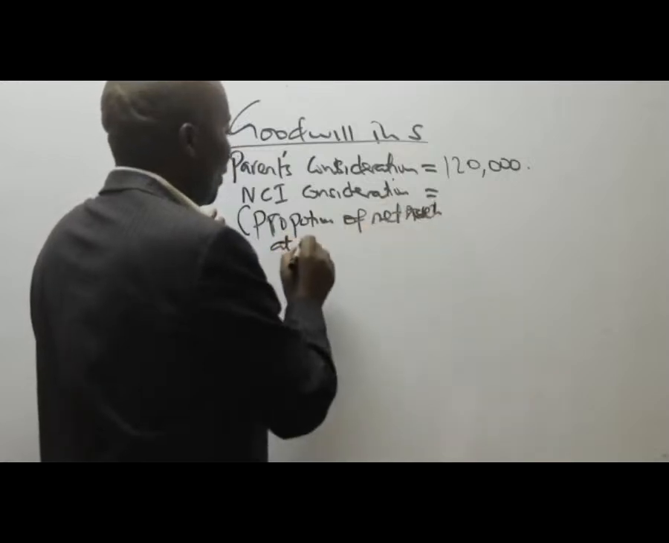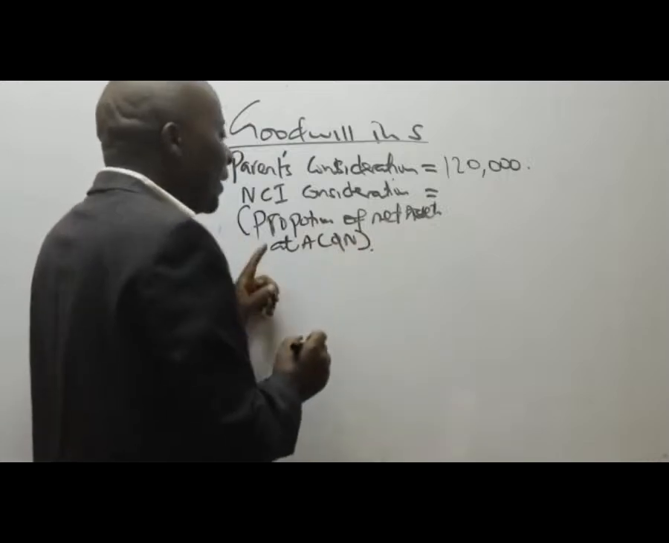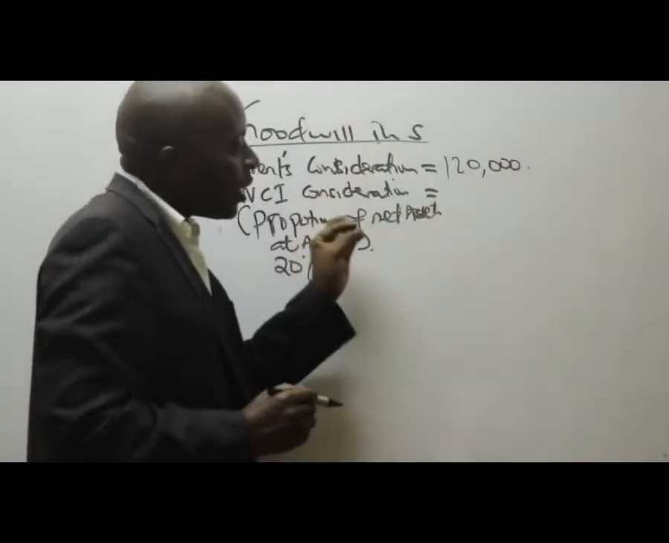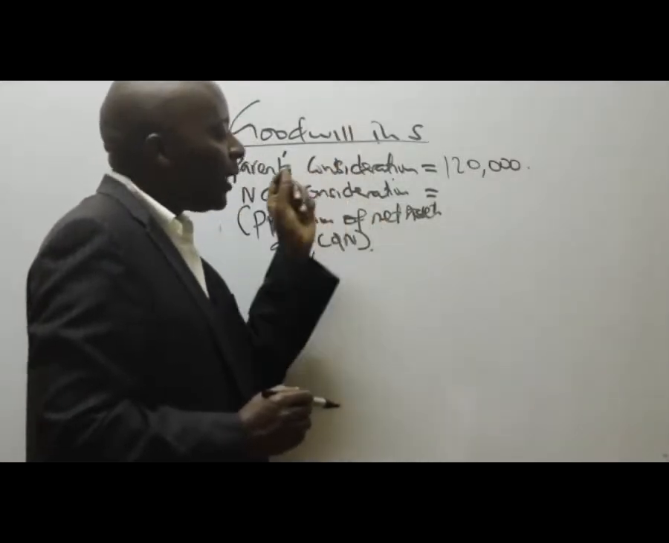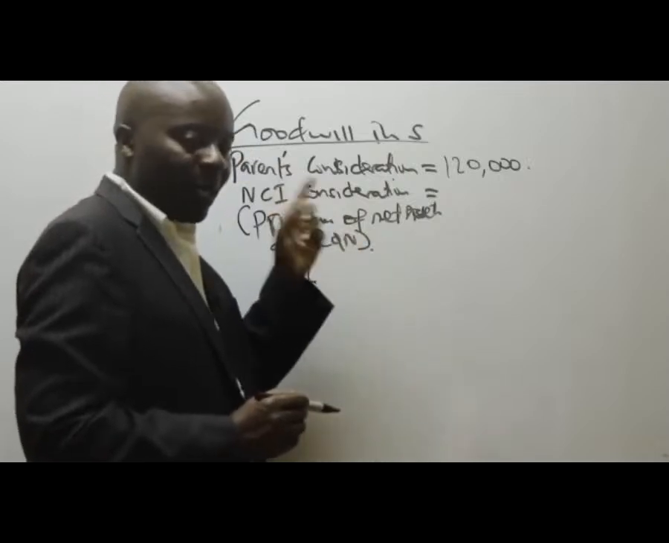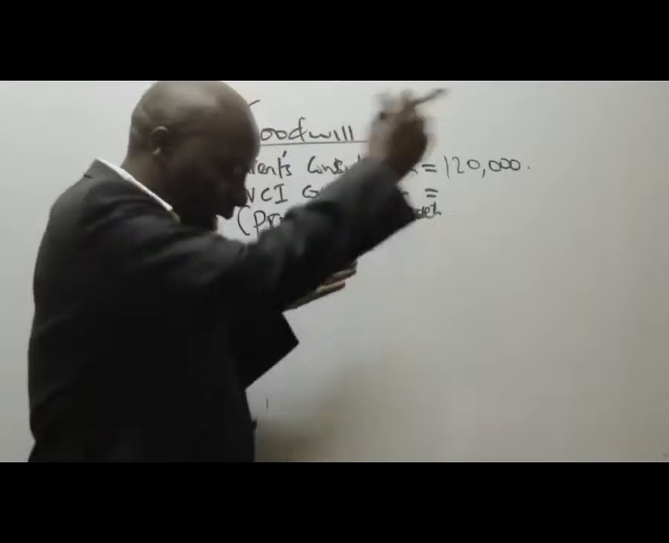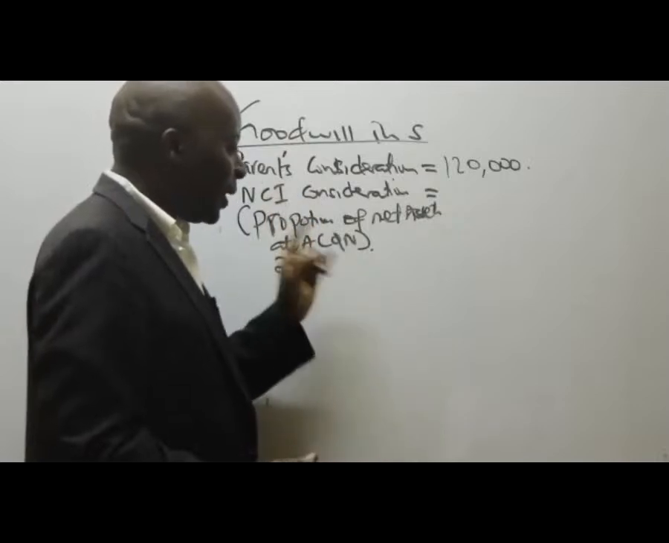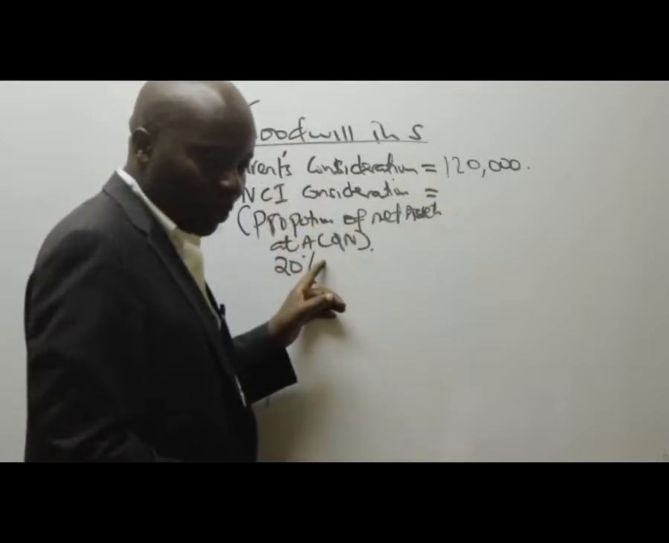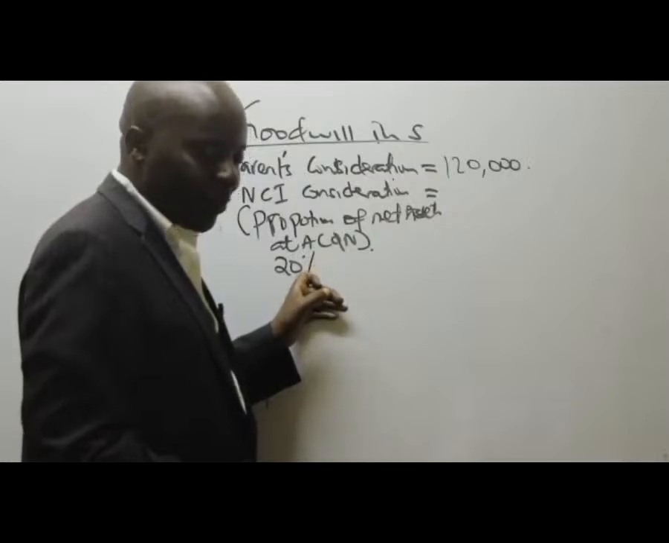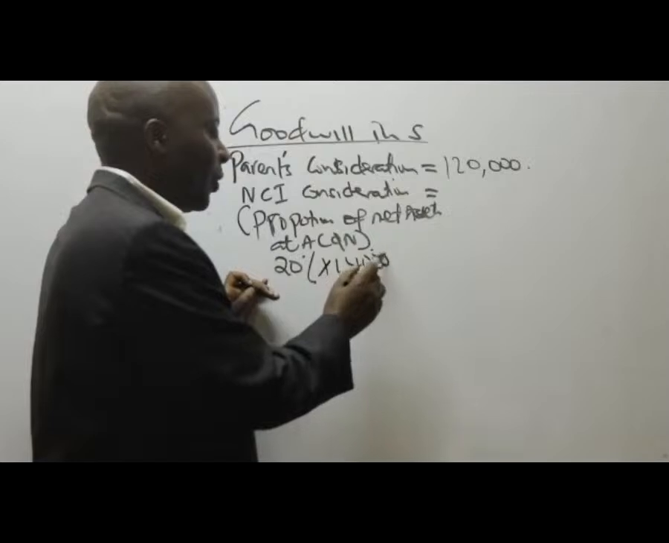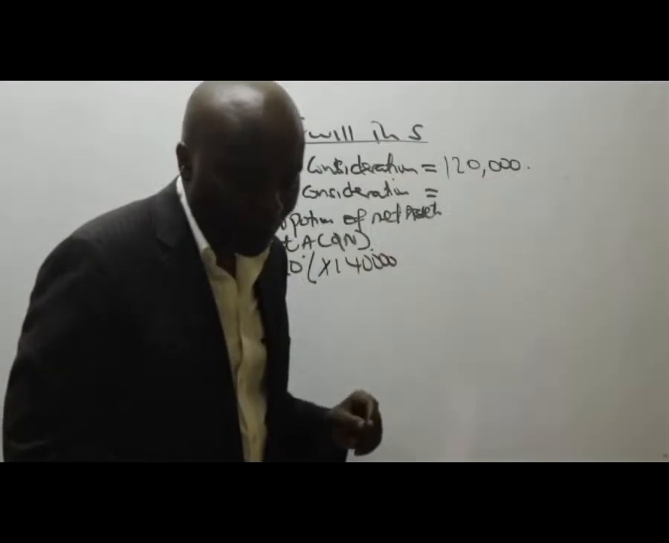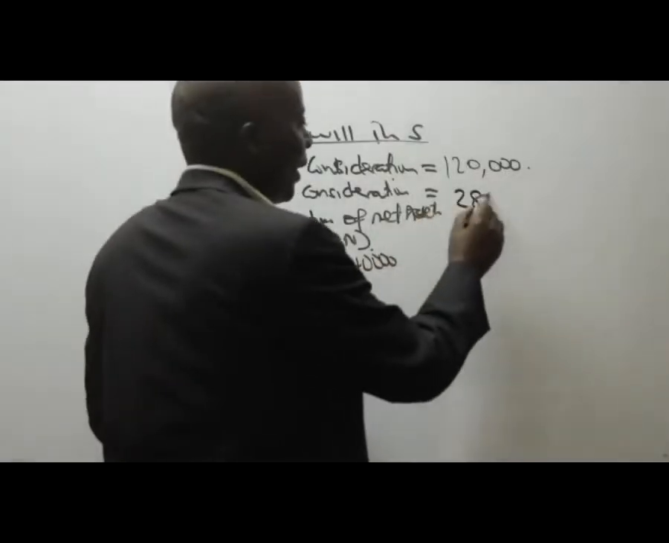So proportion of net assets at acquisition. The NCI proportion percentage is 20%. Look at acquisition: what was the net assets value of this company S? There is at acquisition and at reporting. At acquisition, can somebody give me the figure of the total net assets of the subsidiary? It was 140,000, yes. 140,000. This is what will come to 28,000.